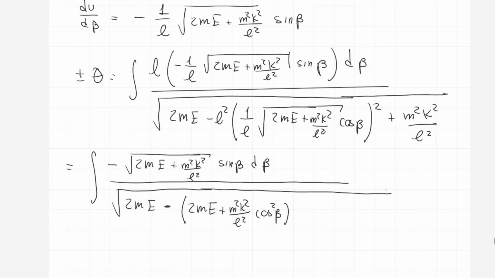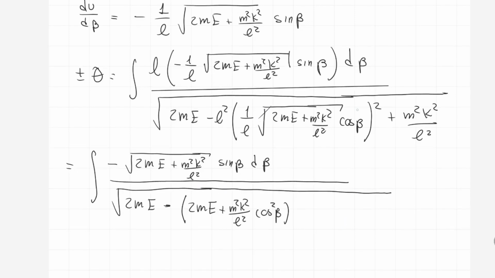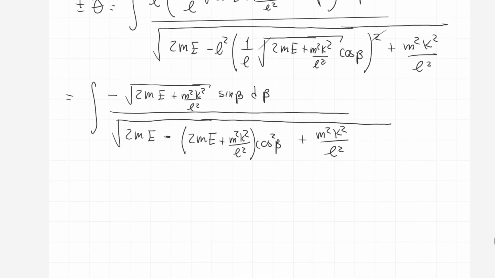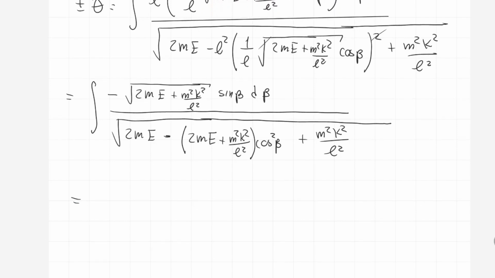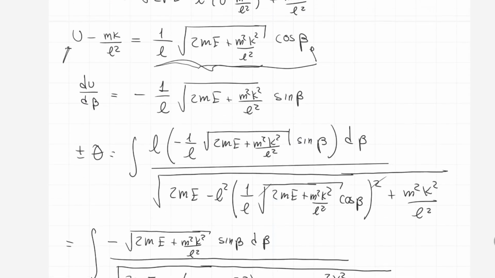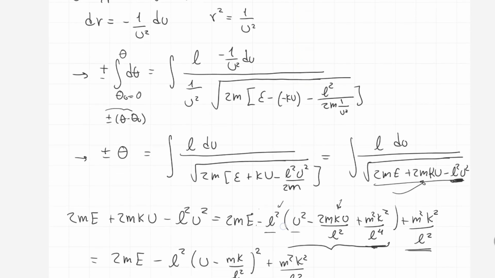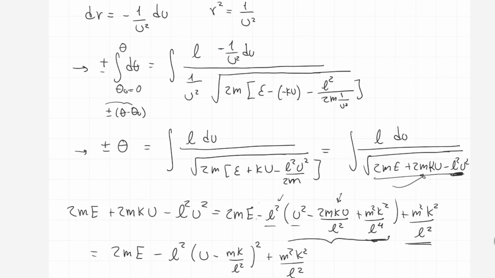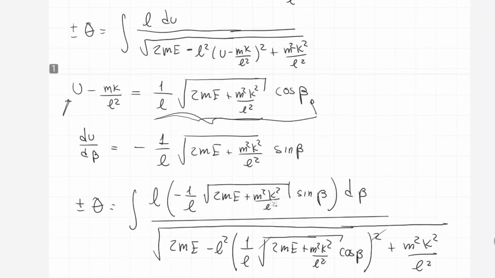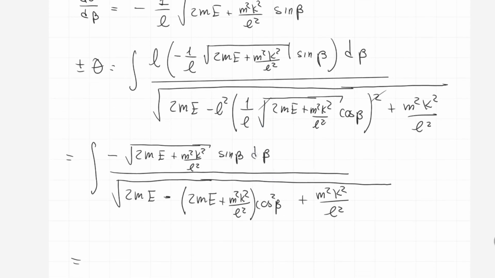Just by canceling the square root with the square here, and then plus m squared k squared over L squared. I need to put the parentheses here. We can continue with this. Recall that, from the beginning, I forgot a minus here. So this is minus, minus, minus, and finally this is going to be plus sign.